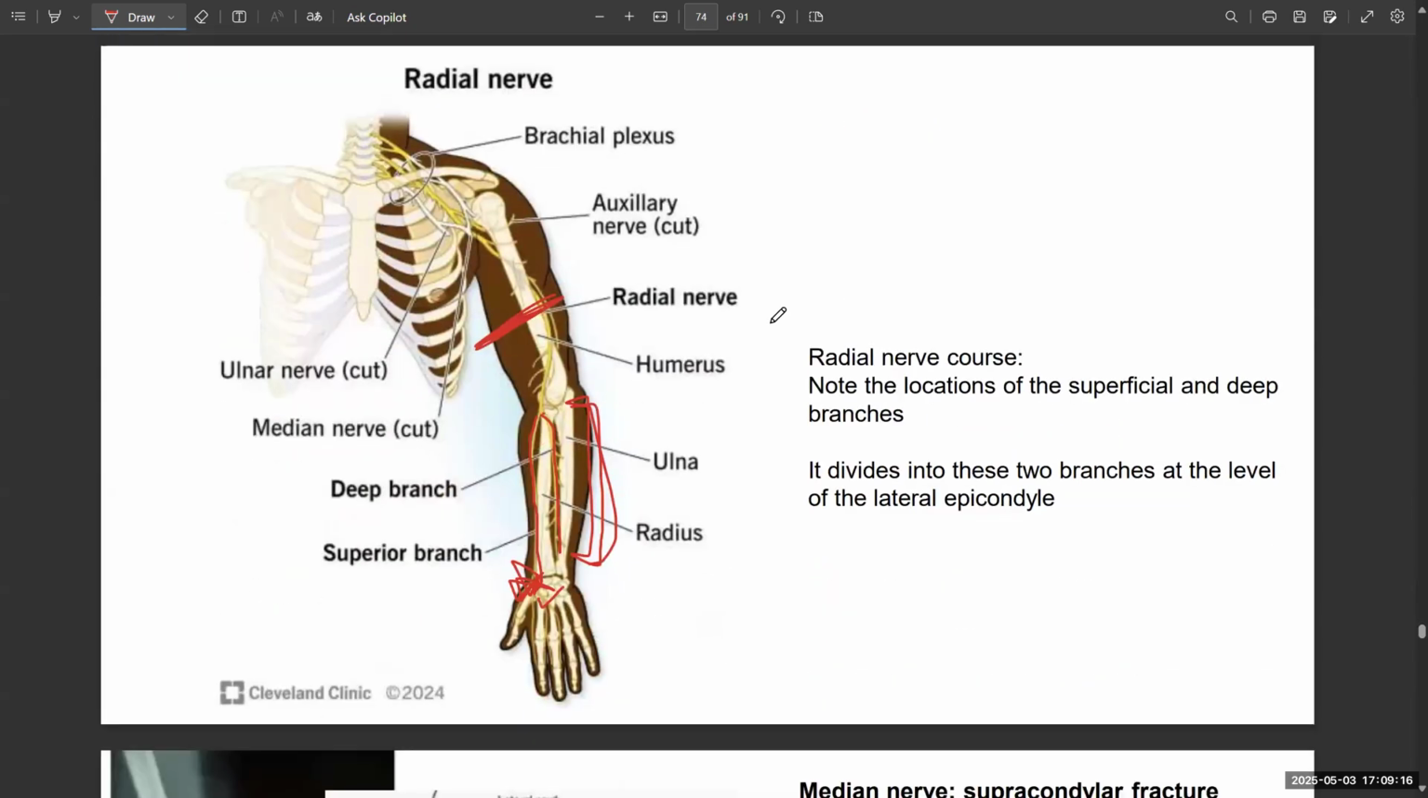Again, radial nerve course, you can see here, this is the deep branch and this is a superficial branch. The deep branch is not affected in the anatomical snuff box location. So only the superficial branch, so only the sensory loss is present.